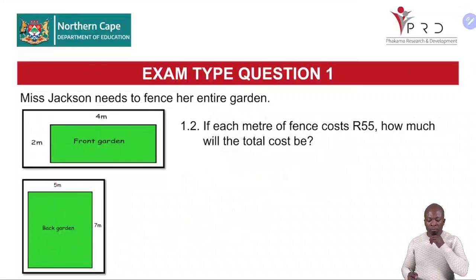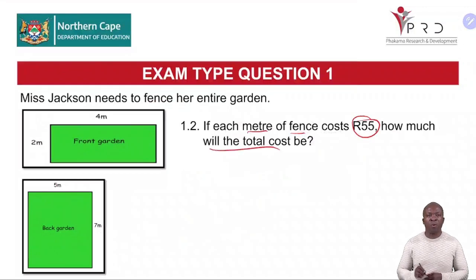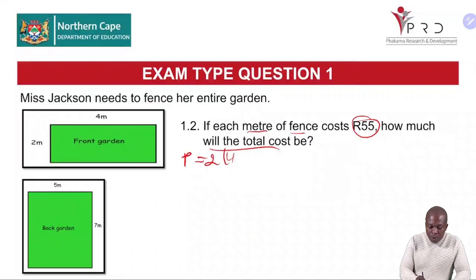Okay. Let's look at question 1.2. Still, Miss Jackson needs to fence the garden. If each meter of fence costs 55 rand, how much will the total cost be? So, let's first go back and check what the perimeter around it was. Remember we said for the front garden, P is equal to 2 into bracket 4 meters plus 2 meters. So 4 plus 2 is what? 6. 6 times 2 is 12 meters.